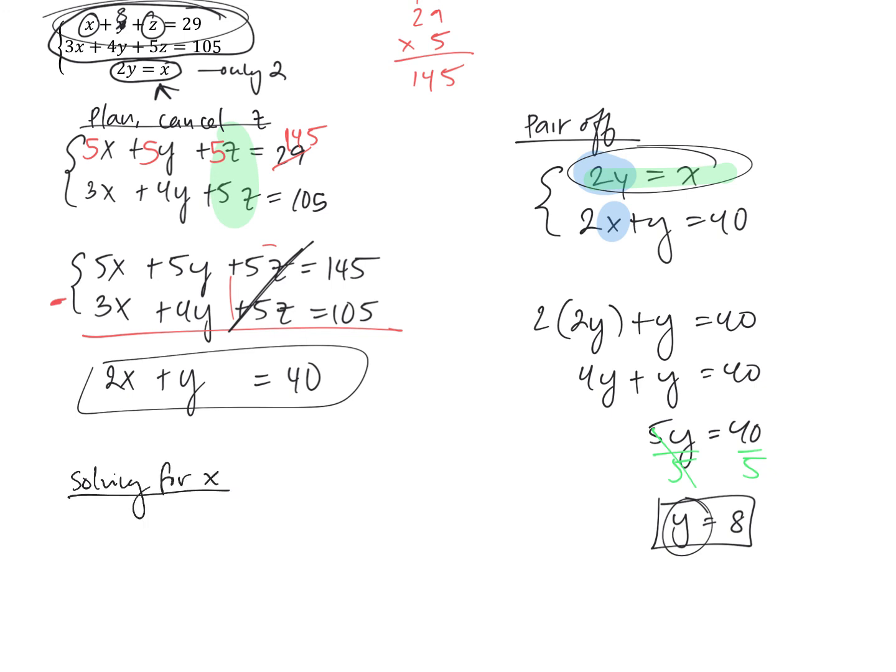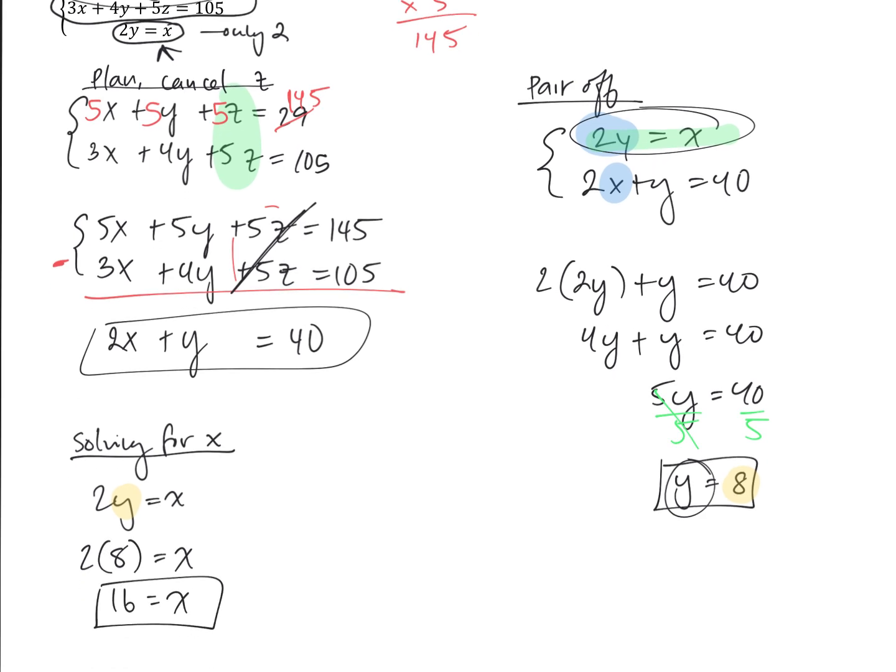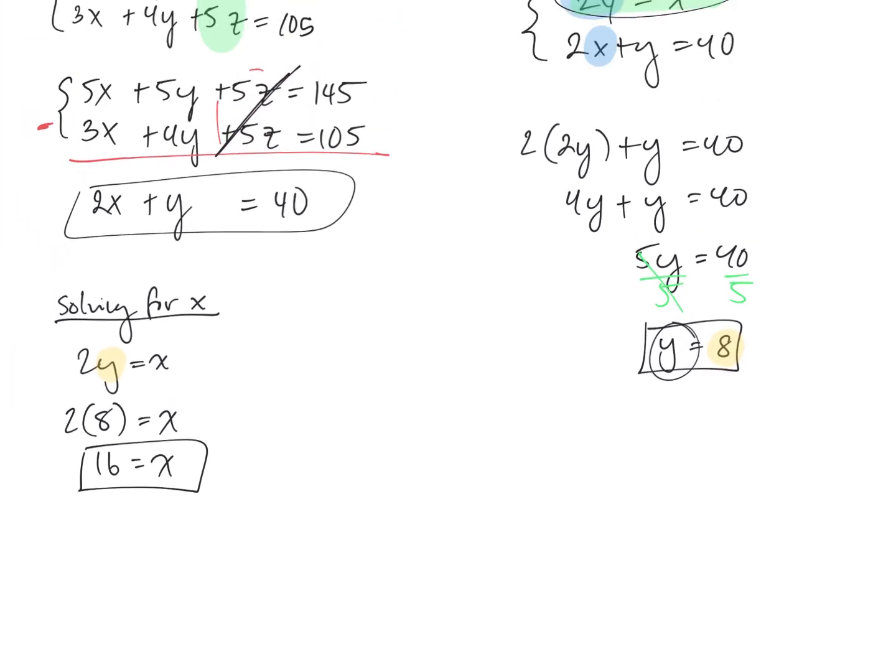So let's go ahead and label that, solving for x. Once again, labeling is really important, especially when you're working with systems. So we have 2y equals x, and I know that y equals 8. So 2 times 8 equals x, 16 equals x. Awesome. So we found 2 of our variables. We just need to find the third one.